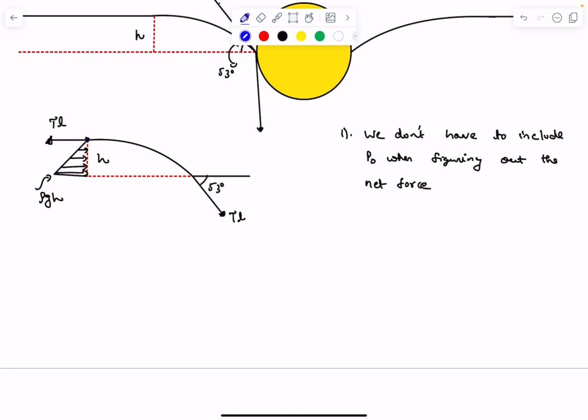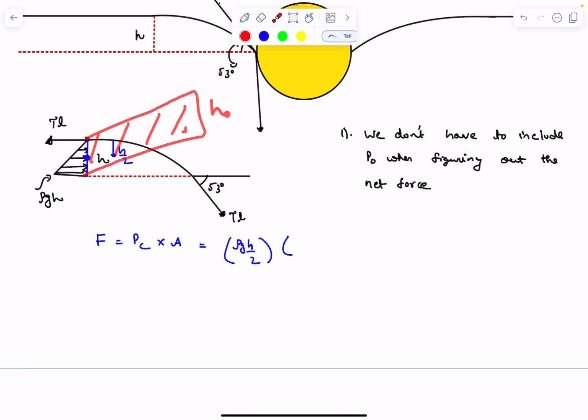So again, the centroid of this vertical length is exactly at a distance of h by 2, right? So let's write down the formula first. The force acting on that vertical line is the pressure at the centroid multiplied by the area of the surface. The pressure at the centroid is simply rho g h by 2, and this is a rectangular surface whose vertical length is h, so the area of the surface is going to be h into L. So this force comes out to be rho g h squared L divided by 2.